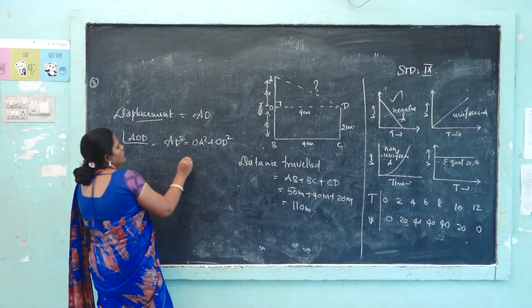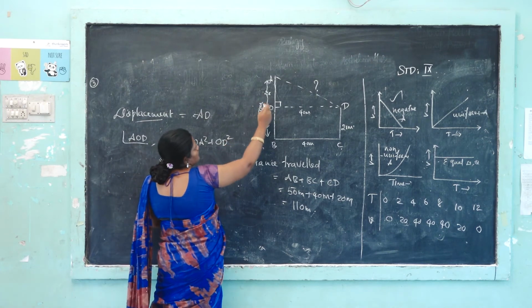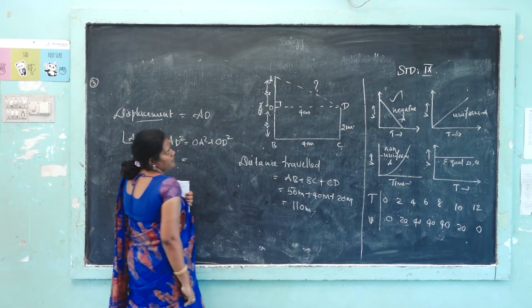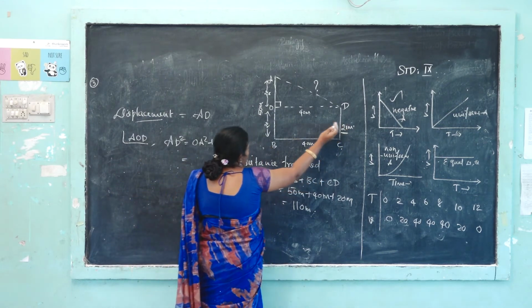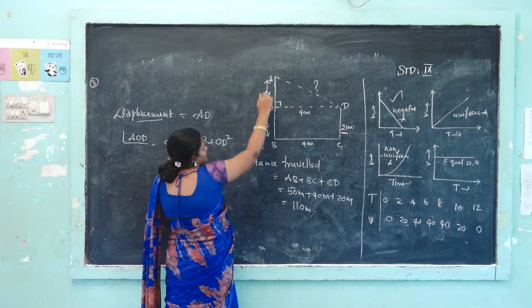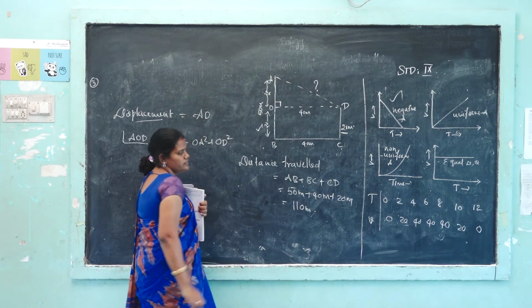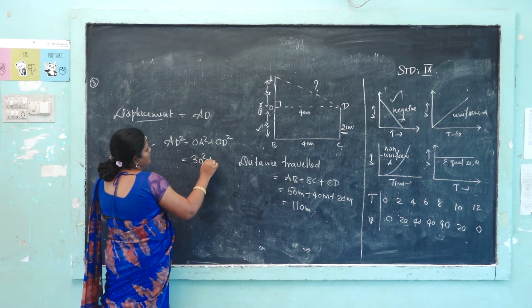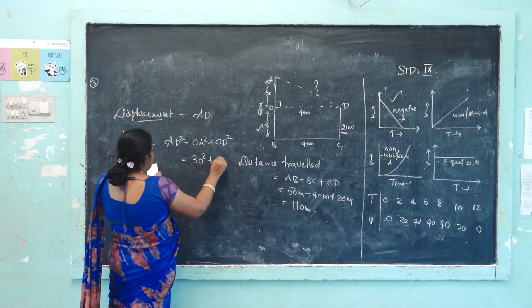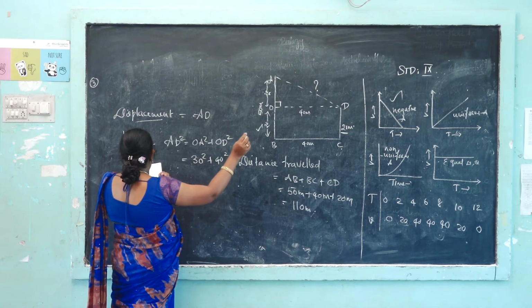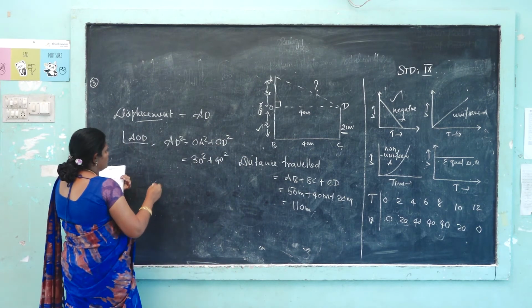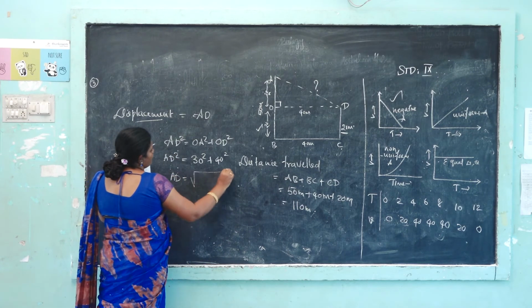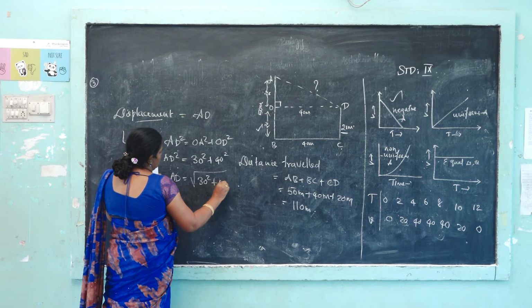Then OA is fully 50. This is 20 and this is 30, because this side is 20, so this side is also 20, and the remaining is 30. 50 minus 20 is 30. Okay, ma? That is 30 square plus OD square, which is 40 square. So 30 square plus 40 square. We want AD only, so AD is equal to root of 30 square plus 40 square.